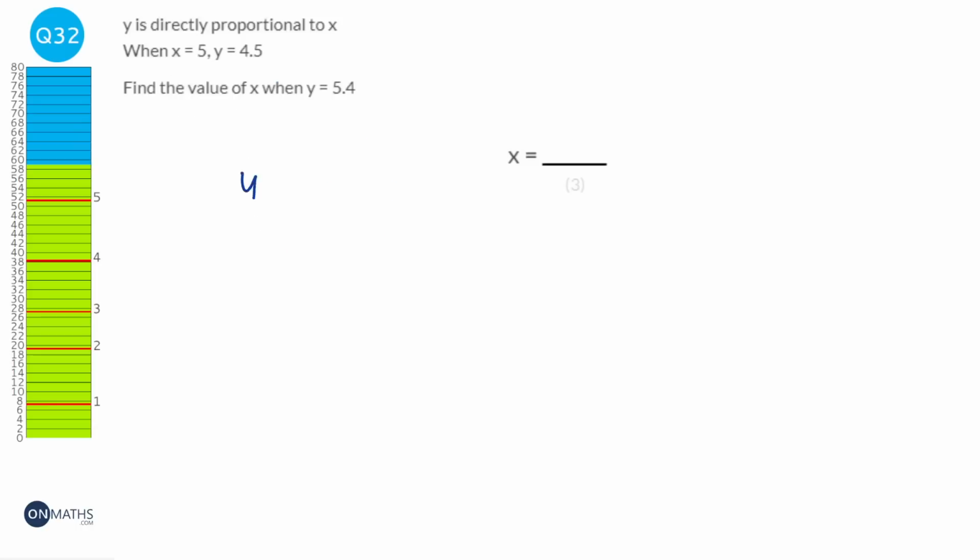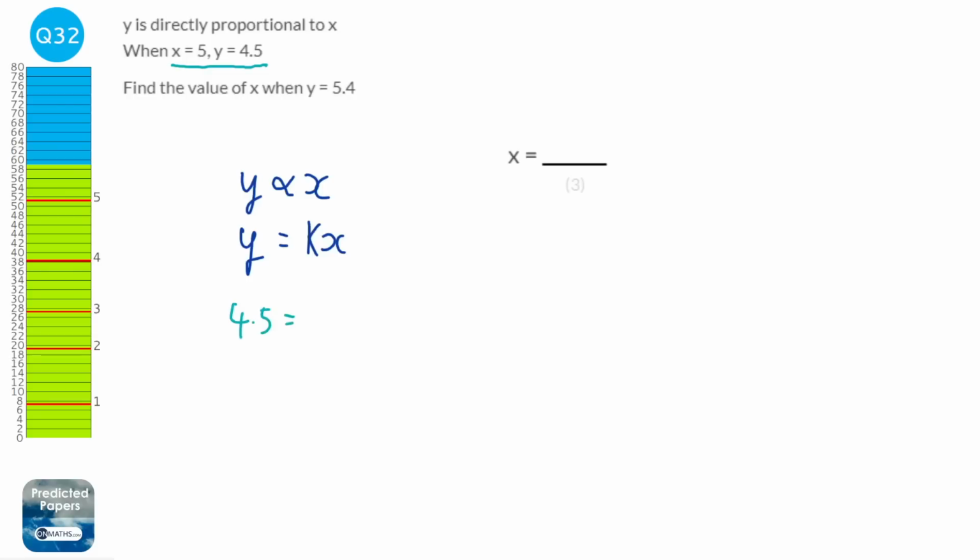So we're told that y is directly proportional to x. And so the first thing I'm going to do is replace that proportionality sign with an equals. And to do that, we need to introduce k. So y equals kx. So you just multiply the right hand side by k. Then I'm going to substitute the values it's given us. So it says to us that when x is 5, y is 4.5. So when y is 4.5, and then we've got x is 5.